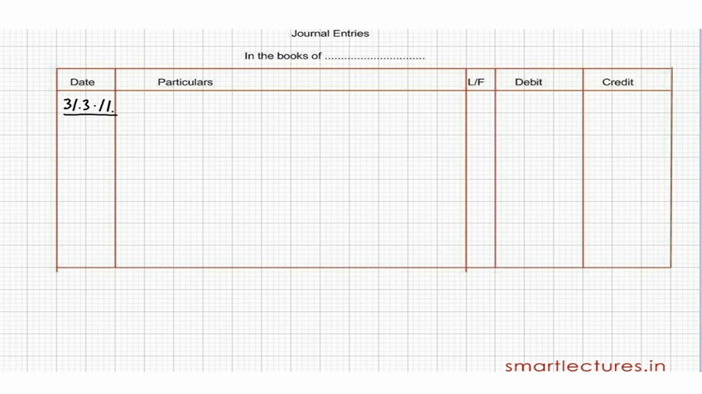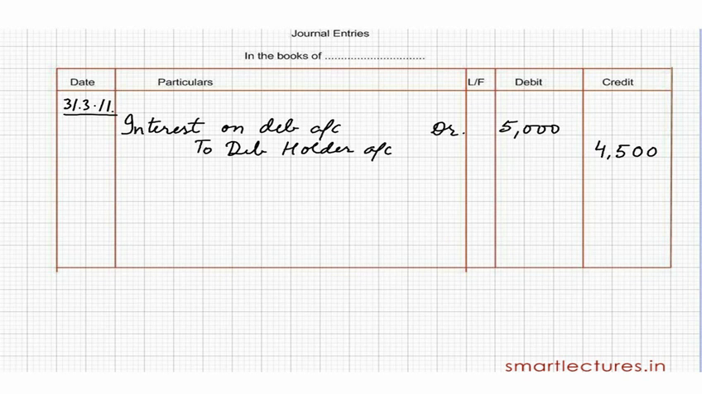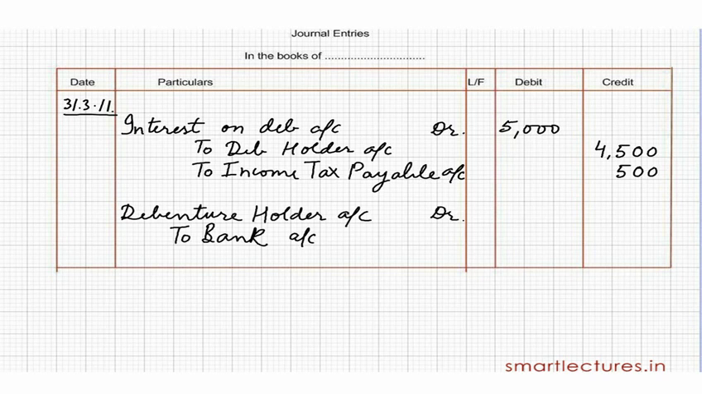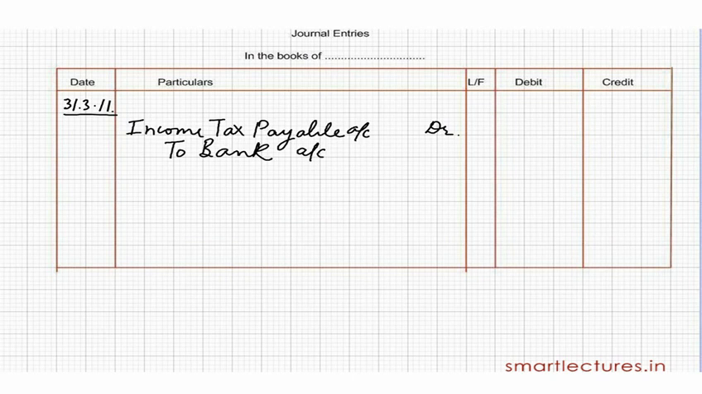Now, 31st March 2011, after 6 months. Again, 6 months interest on debenture is due. So the journal entry will be interest on debenture account debit 5,000 to debenture holders 4,500 to income tax payable account 500. Now make the payments. Debenture holder to bank 4,500 rupees. Income tax payable account debit to bank 500 rupees.